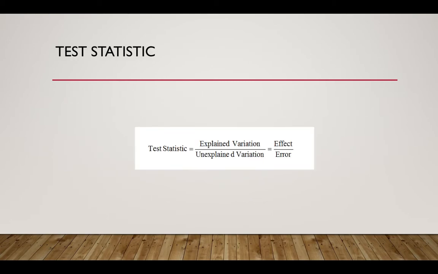All right, gang, test statistic. Again, it's the ratio of the explained variation divided by the unexplained variation, or the effect divided by the error in our model. So unexplained variation is error. Now, what do I mean by that?